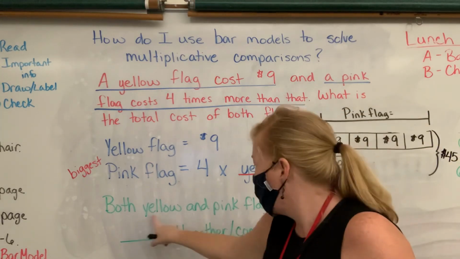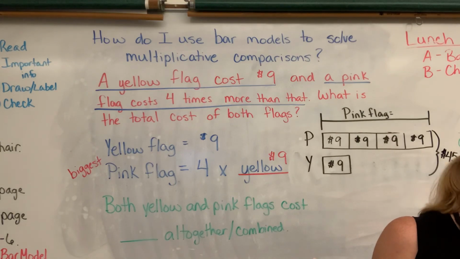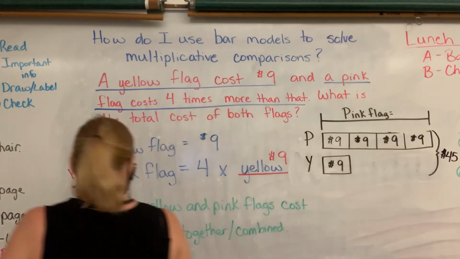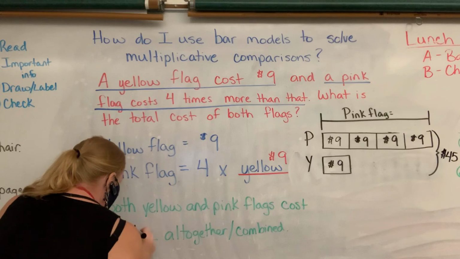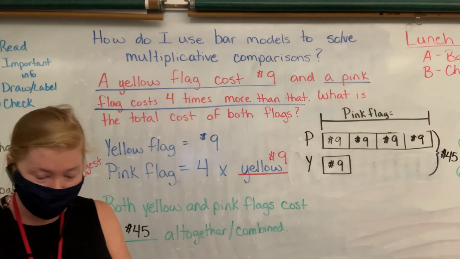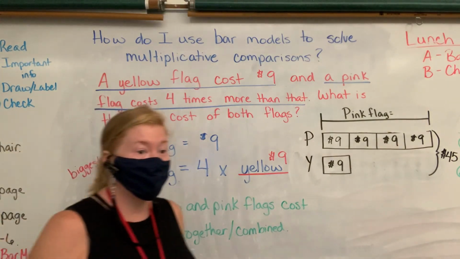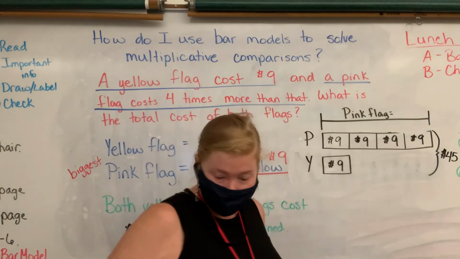So both the yellow and the pink flags cost what? $45. Miss Todd, let me know if your class is good to go. If there are any questions, we're here to answer them. We're good to go. All right, Miss Todd's class is ready to rock and roll. How about my class? Perfect.